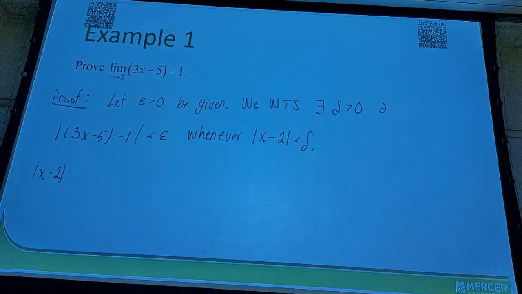Start with the absolute value of x minus 2. I'm sorry, not that, wrong one. Absolute value of 3x minus 5 minus 1. Simplify that. So what? Absolute value of 3x minus 6.